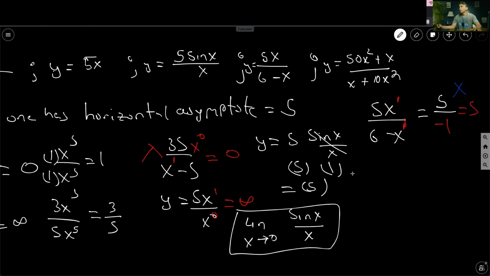And of course, by process of deduction, but let's solve it anyway. We see at the top one, we have the highest power of 50x squared equal to 5.